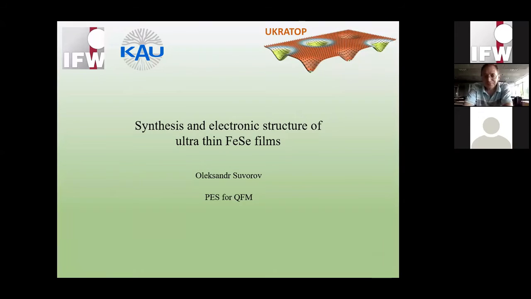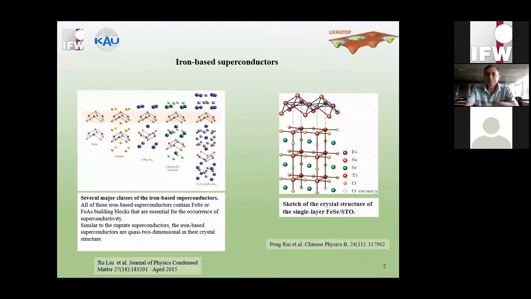The title of my report is synthesis and electronic structure of ultra-thin iron selenide films. The iron-based superconductors discovered in 2008 represent the second class of high-temperature superconductors, after the discovery of the first class of high-temperature superconductors.